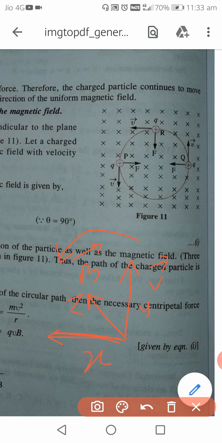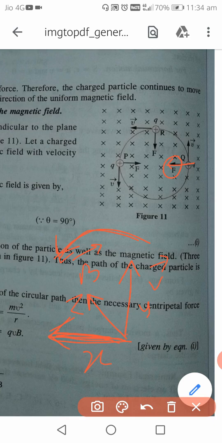X axis. V is moving towards B. The curl of the four fingers of your right hand should be like this, then the force goes this side. You try it and see the force goes this side. Okay, so here it is shown in the figure. This is the force, it goes this side.